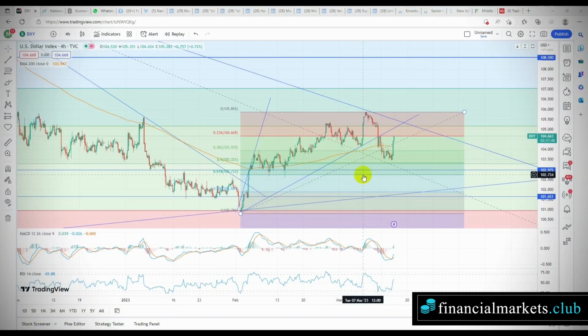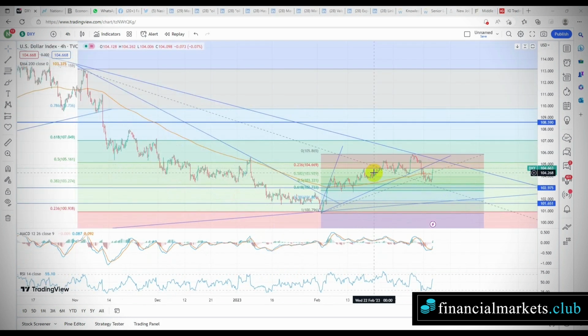So the dollar's been causing quite a lot of volatility in the markets, especially with other cross currencies like GBP/USD and Euro/USD. Let's dive into the charts and see what's going on with the dollar and where it could be heading. So here we are, guys. We're looking at the dollar index, the DXY.